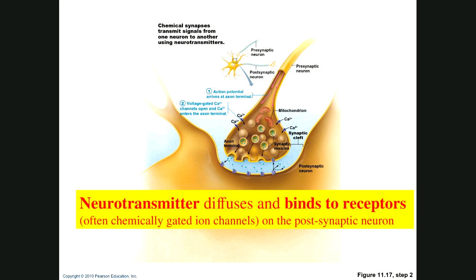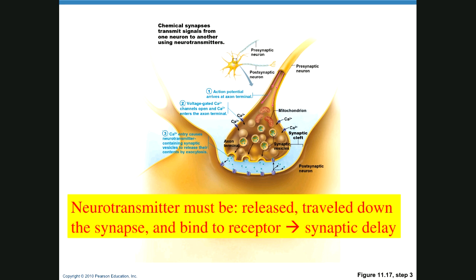Okay. And the neurotransmitter diffuses and binds to a receptor located in the postsynaptic neuron. All right. The neurotransmitter must be released, travel across the synapse, and bind to the receptor. So between the time that the neurotransmitter is released and it binds to the receptor, there is a time that goes by, which is called a synaptic delay. It is the time that it takes between the release of the neurotransmitter and a signal appearing in the postsynaptic neuron. That's the delay.